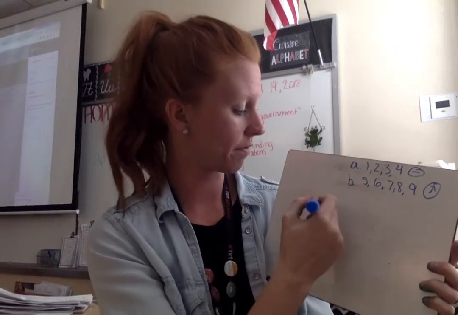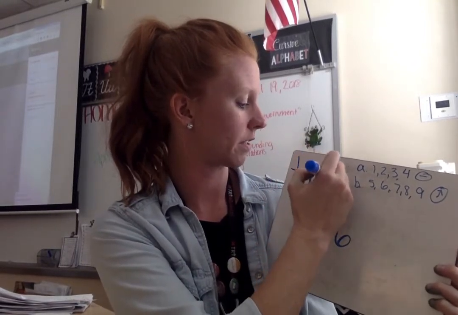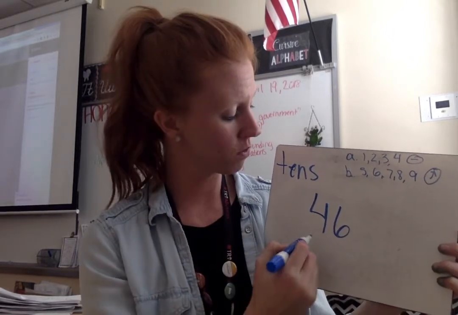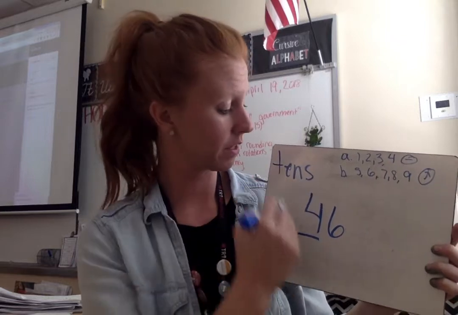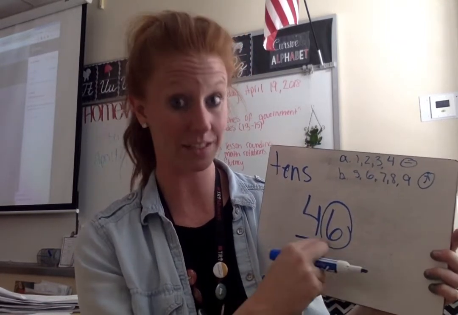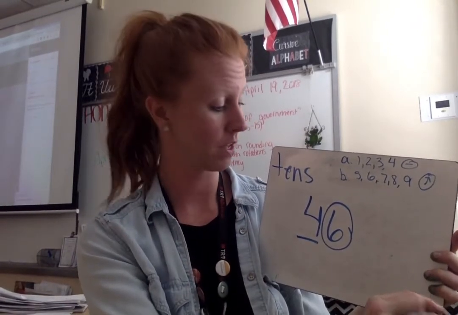Okay, let's have 46, rounding to the nearest tens. First thing you do, underline where you're rounding to: tens. Circle the number behind it, because that circled number is going to be a 0 no matter what, and everything behind it is going to be zeros no matter what.